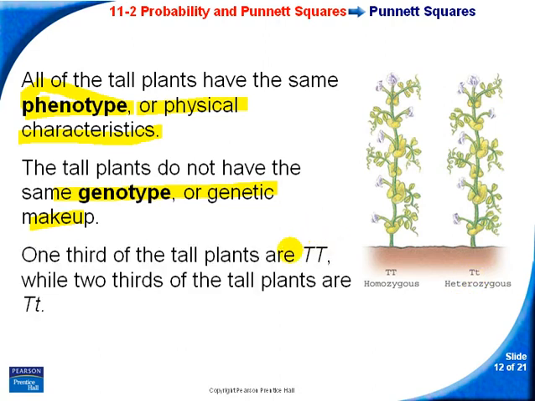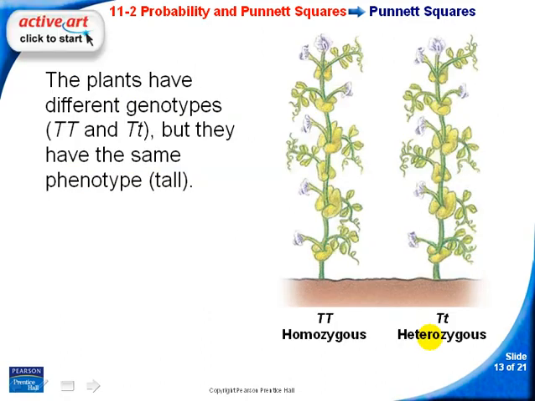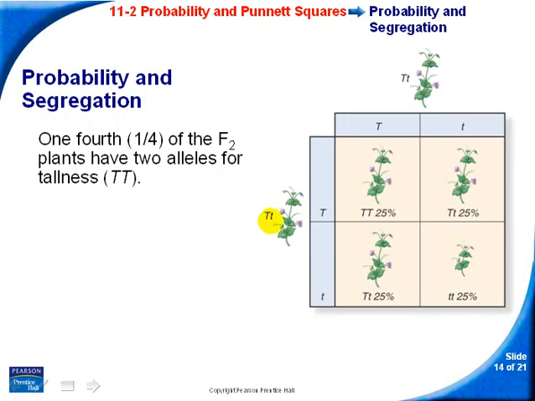So in the case of our cross that we did before, and we'll see it again in a Punnett square in a moment, 1/3 of the plants are big T, big T, while 2/3 of the plants are big T, little t. So these plants have different genotypes, but the same phenotype. So let's look at that Punnett square again, now that we know what phenotype and genotype are.